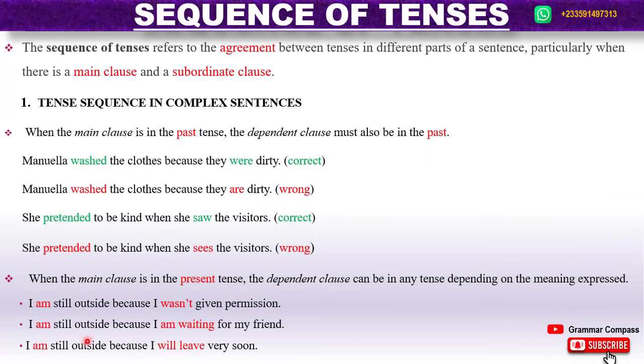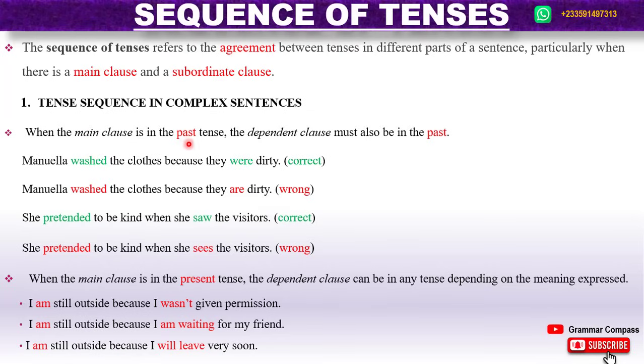I am still outside because I will leave very soon. Here we have simple present in the main clause and then future time in the subordinate clause. This means that the reason why I am standing outside is I will not take long. I will be leaving soon. We were able to use the simple future because the verb in the main clause is in the simple present. So when the verb is in the simple present, the dependent clause can take any verb form.